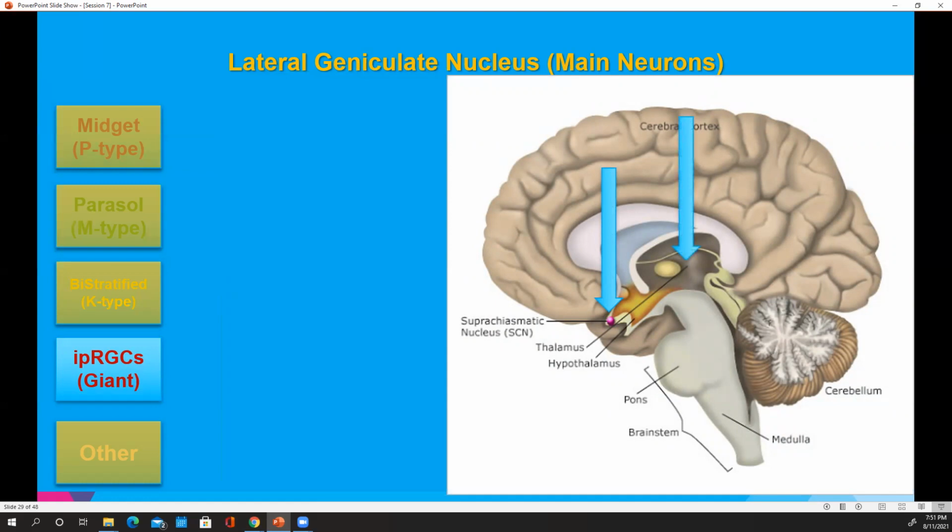Notice, here is where the LGN would be, where the thalamus is. But where's the suprachiasmatic nucleus? It's supra to the chiasm. I don't know why that never occurred to me before, but it's right above the chiasm, and it's not the LGN. So these are not synapsing in the LGN, they're synapsing somewhere else.